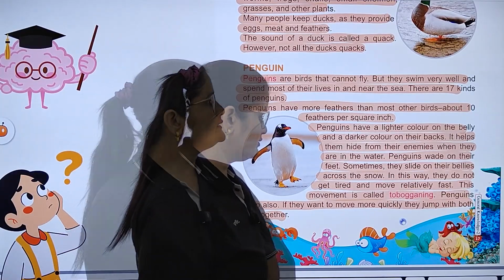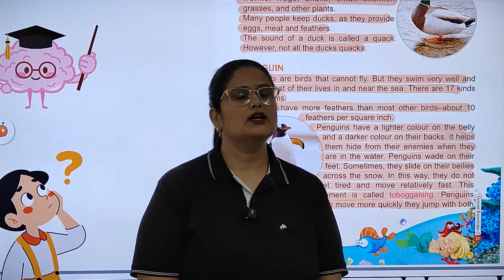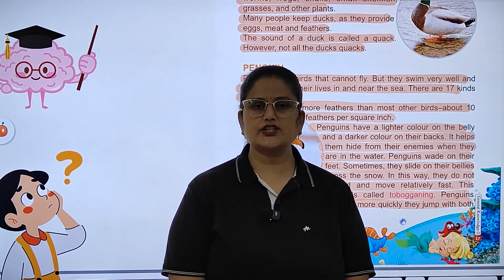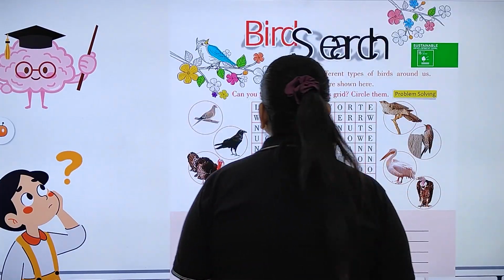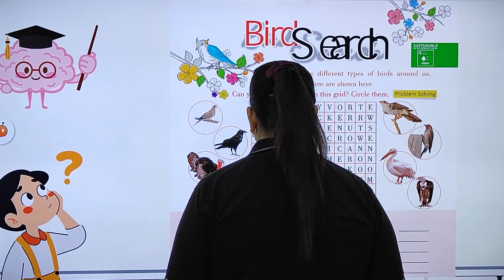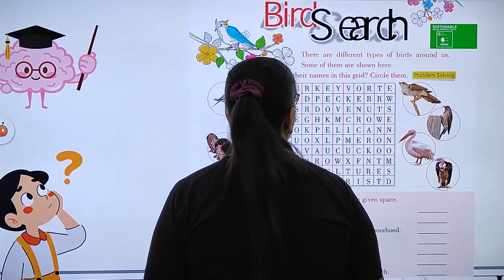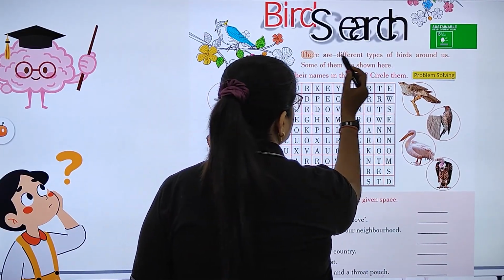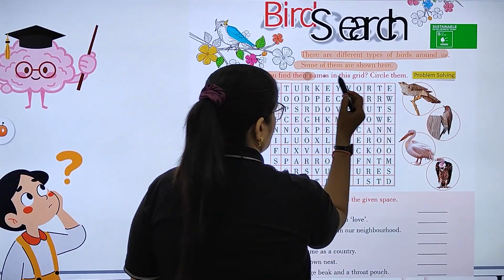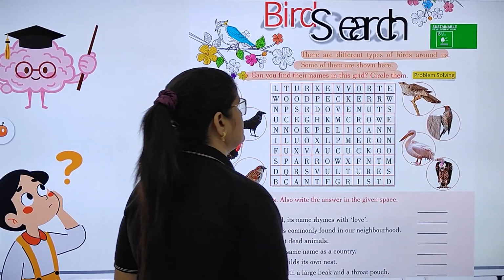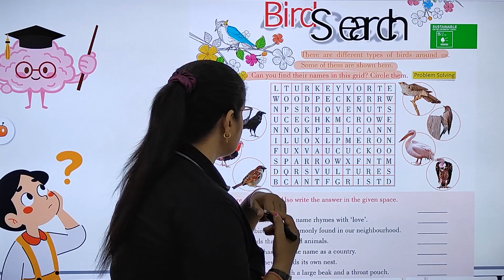So everyone, this chapter is over here. Now let's begin the next chapter. The chapter is Bird Search. There are different types of birds around us. Some of them are shown here. Can you find their names in this grid down here? Okay, so let me start.